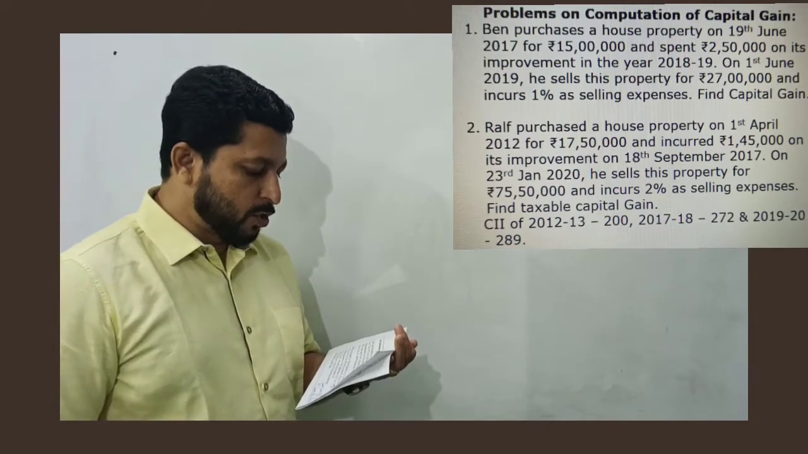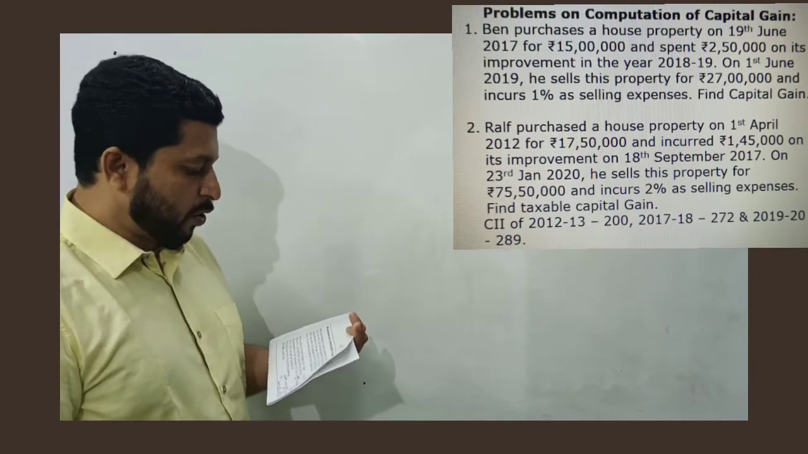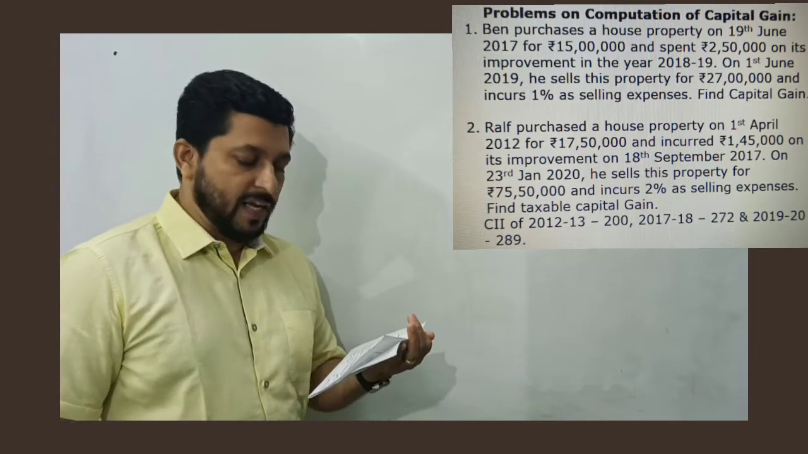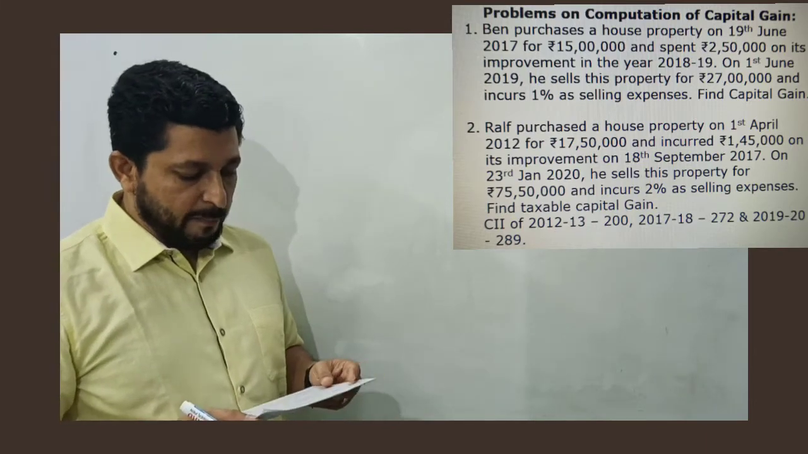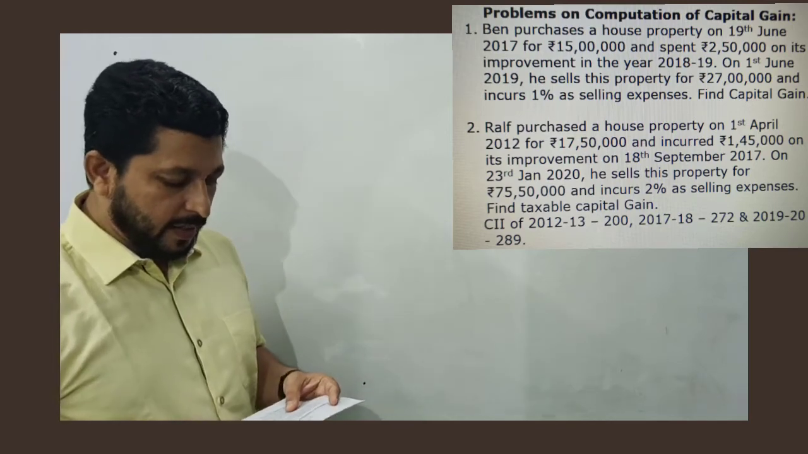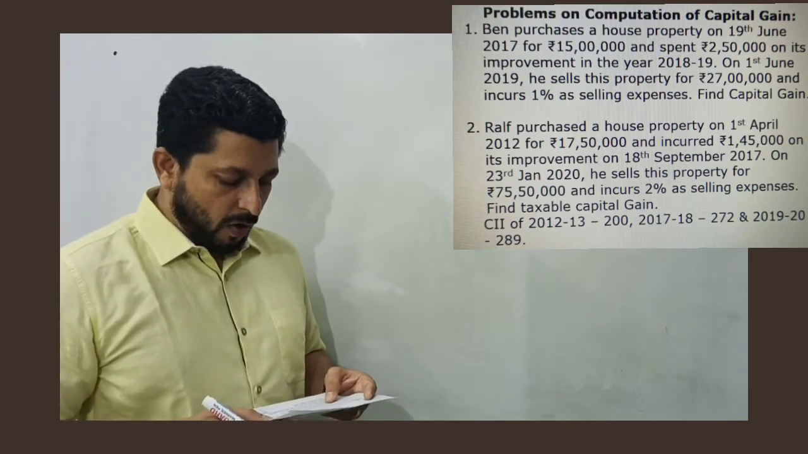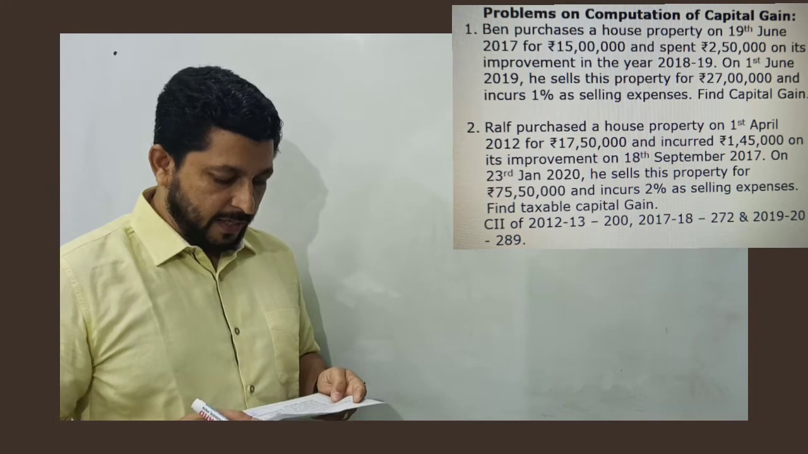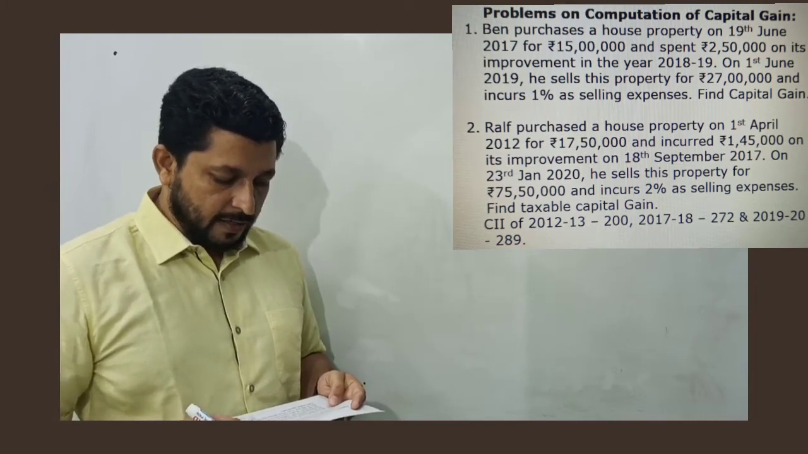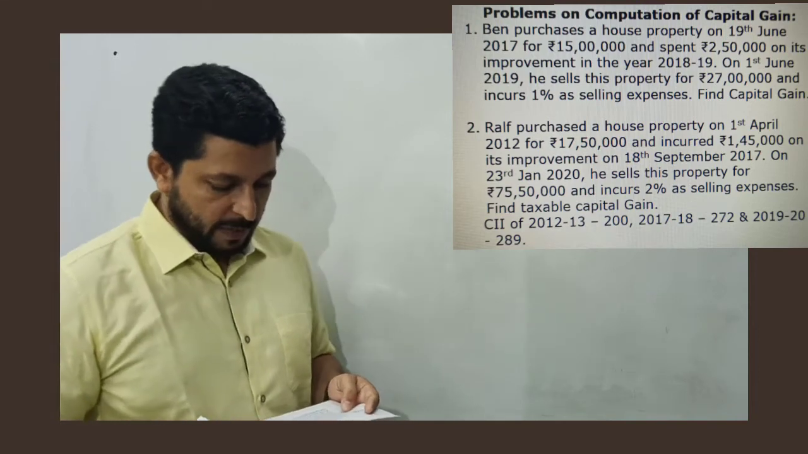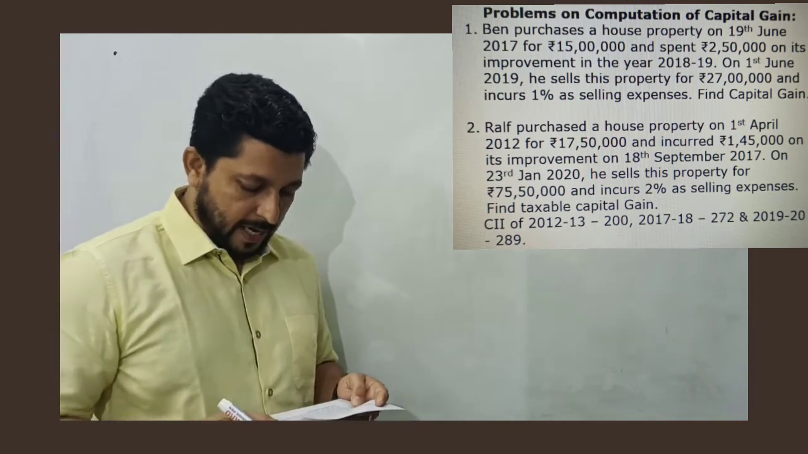Ben purchases a house property on 19th June 2017 for rupees 15 lakh and spent rupees 2,50,000 on its improvement in the year 18-19. On 1st June 2019, he sells this property for rupees 27 lakh and incurs 1% as selling expenses. Find capital gain.